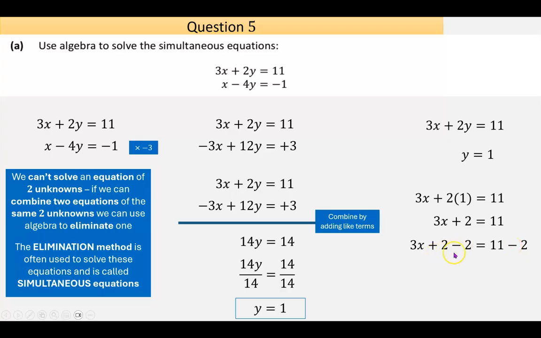I've created a little sum here. 2 minus 2 is 0. So that's gone, which is what I wanted to do. On the far side, 11 take away 2 is 9. So 3 times some number gives 9. It's 3. Now, I could divide by 3 on both sides to do that algebraically. But if you know what you're doing and you know what the answer is, just go straight for it.